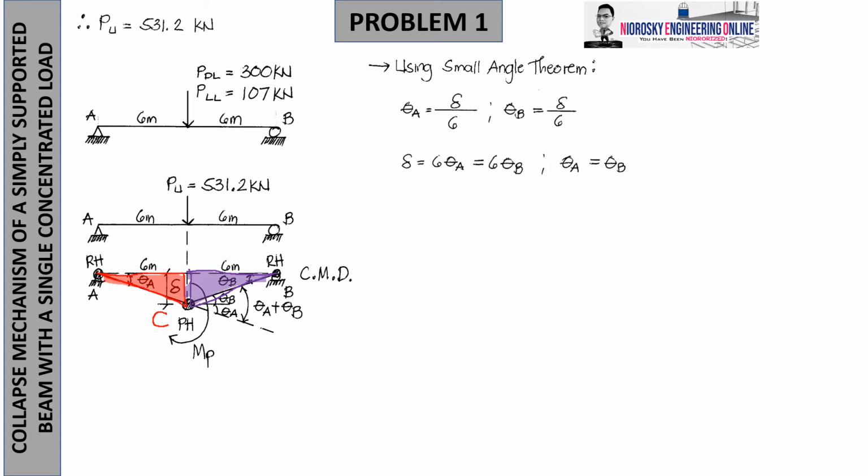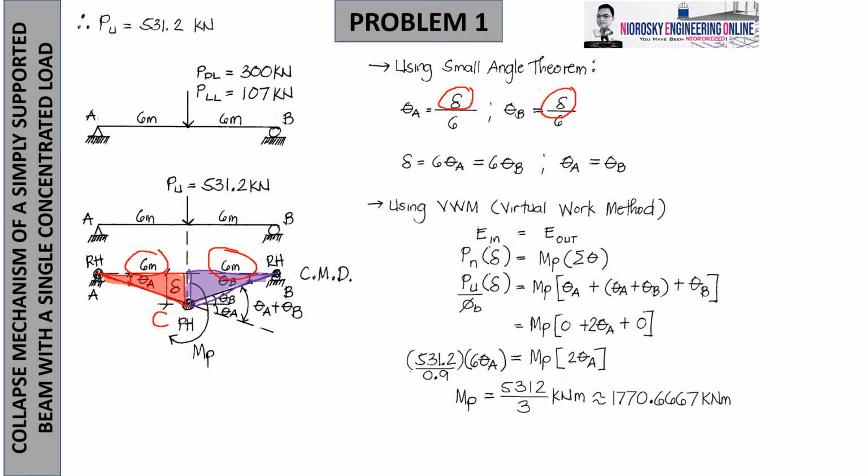So, we can have this, no? So, theta sa base delta over 6. And theta base delta over 6 also. Kasi equal naman yung distances nung dalawang portion. So, kasi nasa gitna. Okay? So, we can safely say that delta is 6 theta A equals 6 theta B because these two deltas are equal based on the image. And then we can say that theta A is equal to theta B.